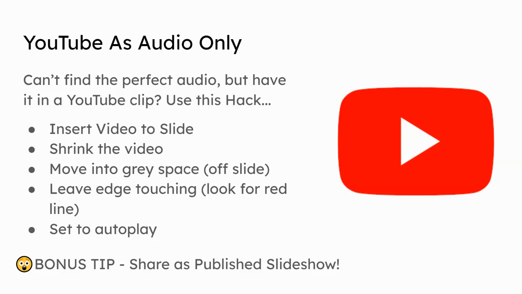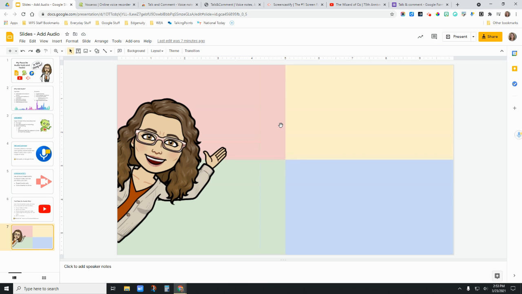There's a way, a workaround, a hack that lets you use YouTube as audio only. So maybe there is a quote or a passage that you want to pull from a video and you want it to play, but you only want the audio. There's kind of a little workaround to do that. And I will show you how to share that as a published slideshow so that students don't necessarily have the link to the YouTube video. So let's jump out of this presentation and talk about some of these different tools.